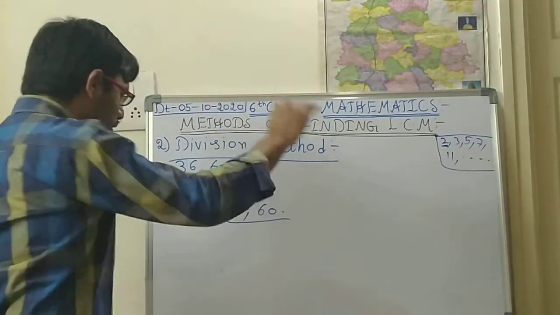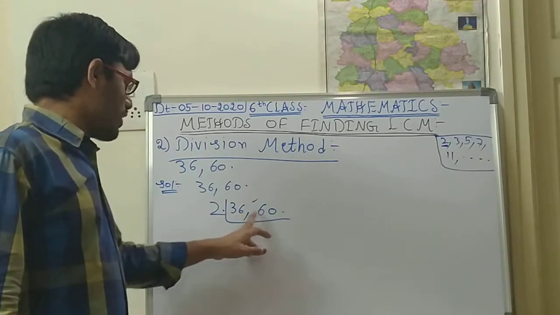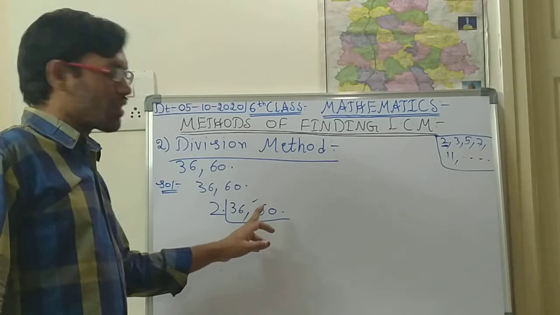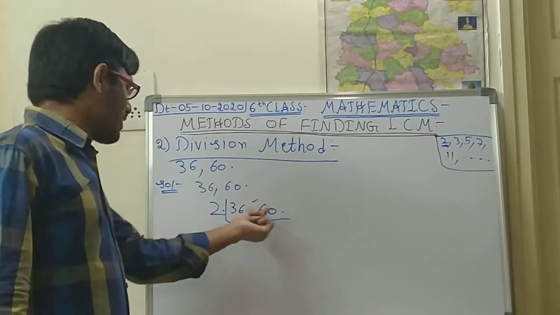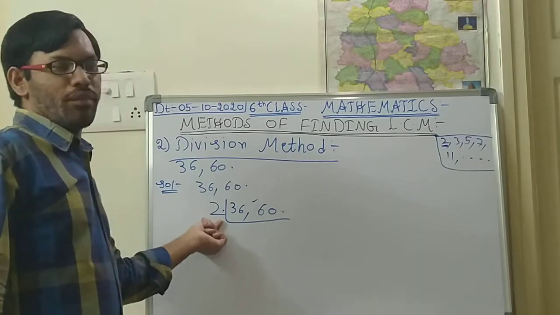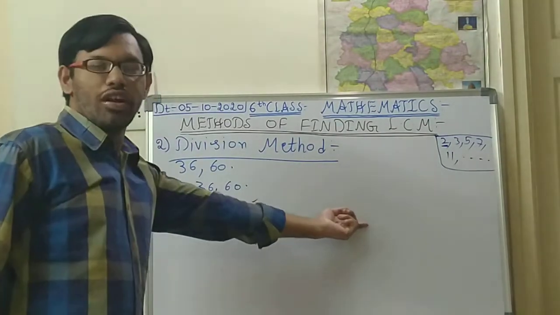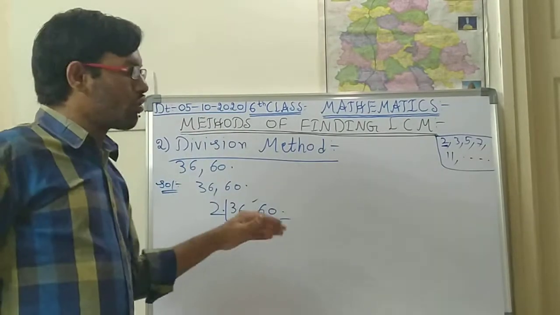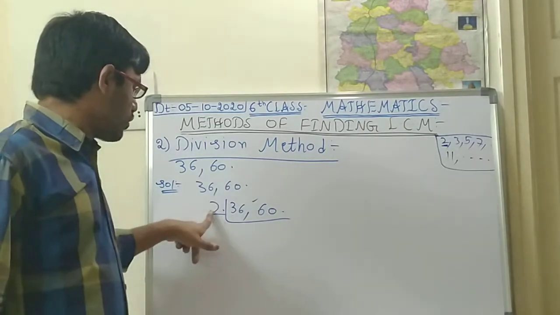Whatever prime number we are taking should compulsorily be divisible into at least two numbers. So that means 36 and 60 should be divisible by 2. Minimum two numbers, even if there are four numbers, should be divisible by this prime number. Then only you should write it here.